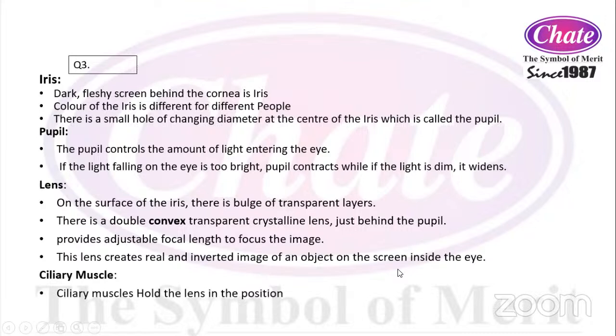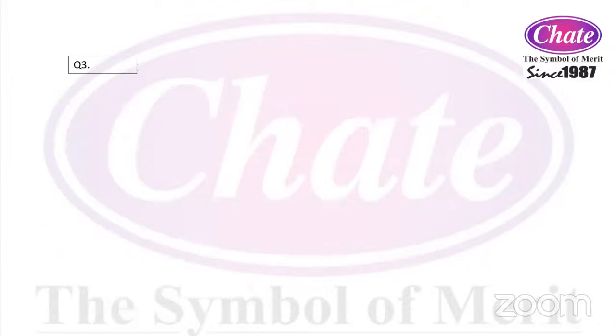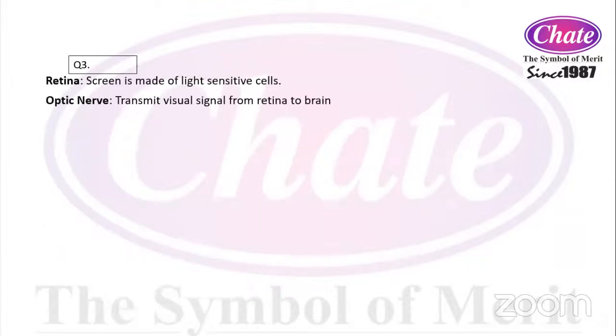So ciliary muscles इसमें help करते हैं. Ciliary muscles hold the lens in the position, and it helps changing the shape of the lens. Okay, so retina, it is the screen made up of the light sensitive cells, and the optic nerve, it transmits the visual signals from the retina to the brain. तो ये सारे डिस्क्रिप्शन में आप मैक्सिमम पॉइंट्स लिखो. देख सकते हो आप कम से कम 6 डिफरेंट पार्ट्स जो है उसके फंक्शन लिखो.